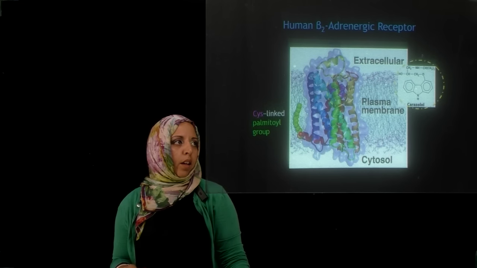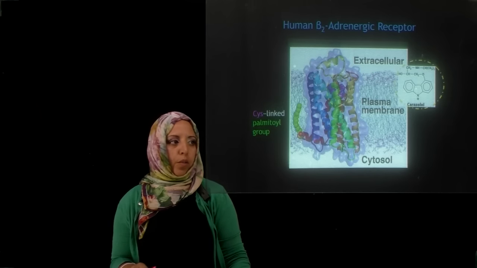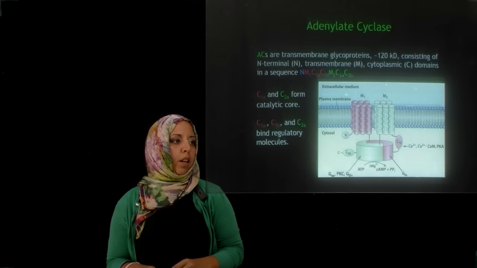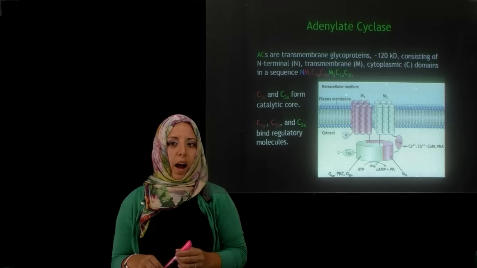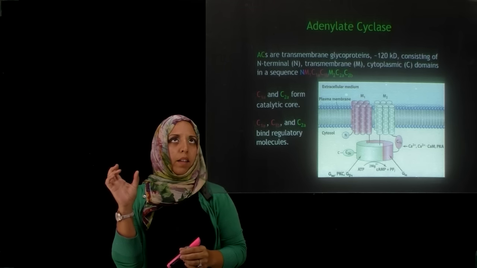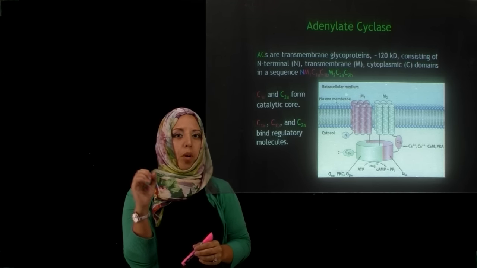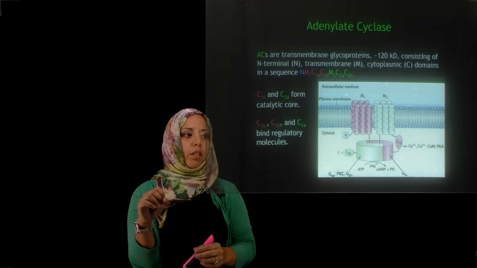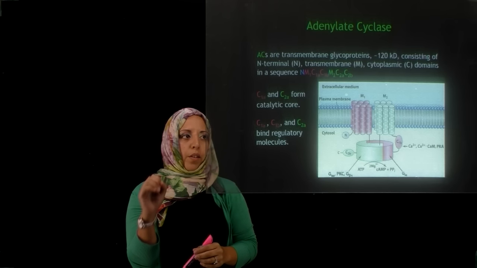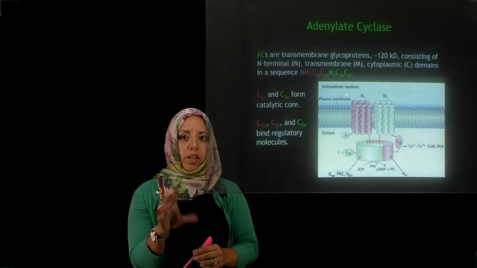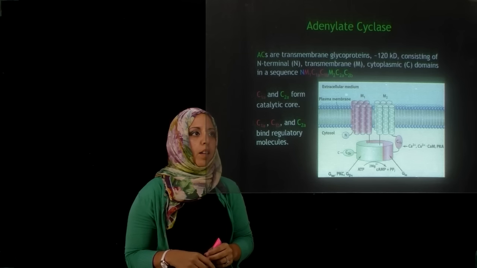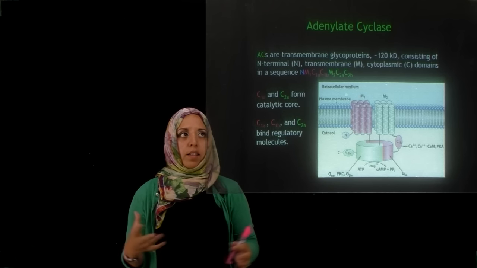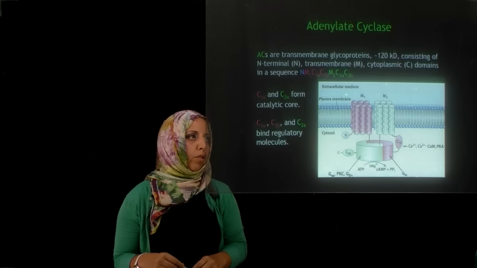Okay, and the ligand binding site is within the membrane. All right, so we're going to take a look at adenylate cyclase that is, again, activated by that specific hormone or signaling molecule that will bind to the receptor, right? And the receptor will activate the G protein, and the G protein will in turn activate adenylate cyclase, right? And adenylate cyclase is a transmembrane glycoprotein.